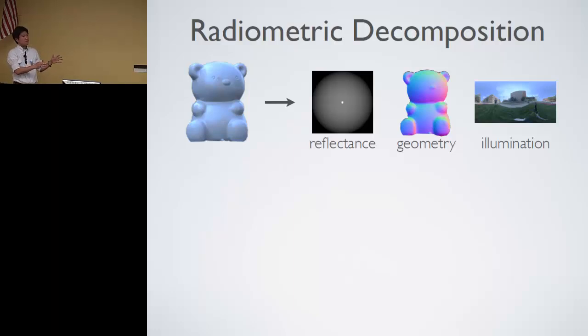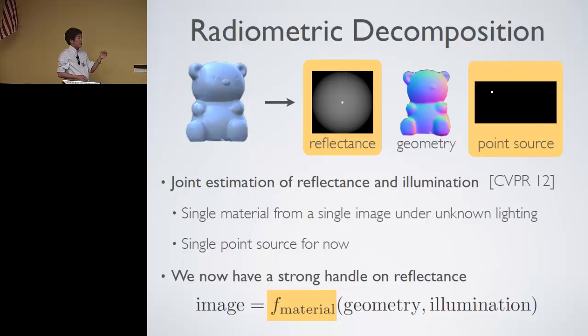So the first problem that we focus on is the key problem towards visual material recognition, which is the joint estimation of reflectance and illumination from as few as a single image of objects of known geometry, right? And for now, let me assume that the light source is just a point source, okay? And the key difference from past methods is that now we have a very good constraint on the reflectance that we want to estimate.